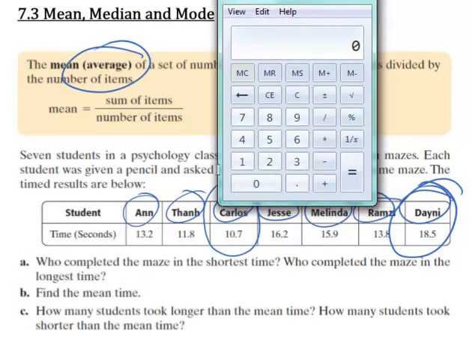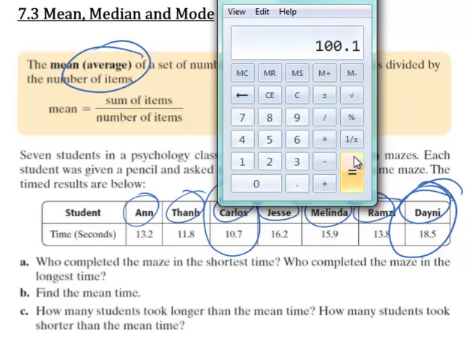And the way we're going to find the mean is we're just going to add the numbers together. So I'm going to take 13.2 plus 11.8 plus 10.7 plus 16.2 plus 15.9 plus 13.8 plus 18.5. Okay, and I'm going to hit equals.